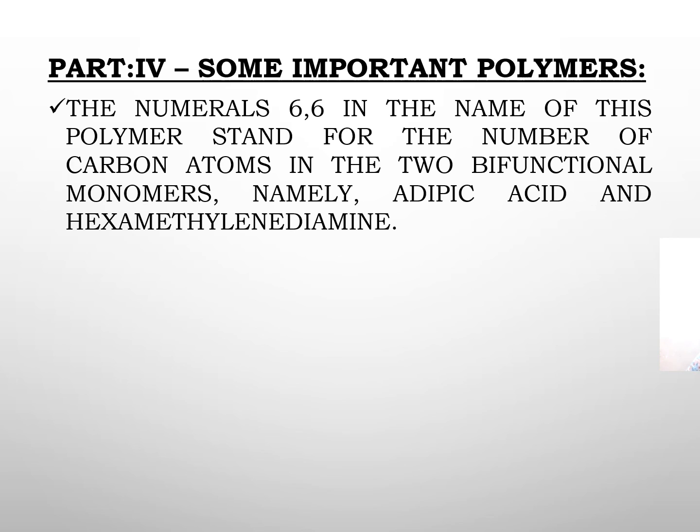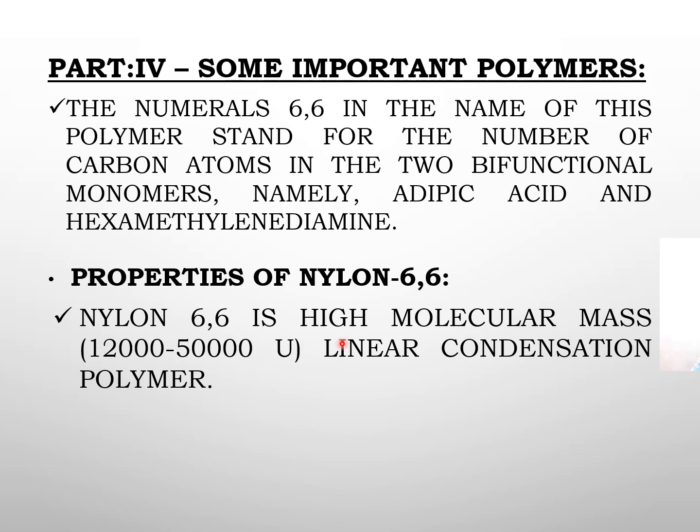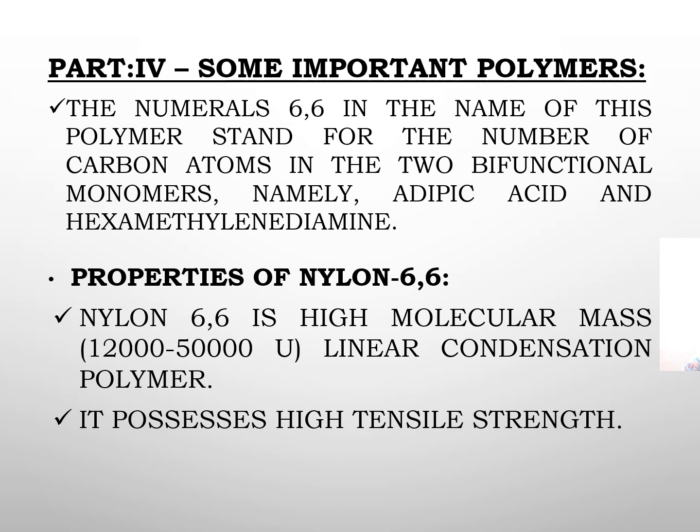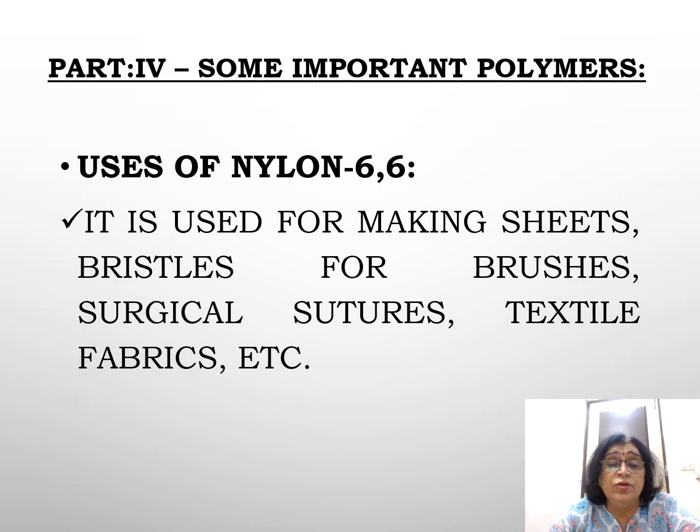The numbers in nylon 6,6 stand for the number of carbon atoms in the two monomers, adipic acid and hexamethylene diamine. Nylon 6,6 is a higher molecular mass polymer. Its molecular mass is around 12,000 to 50,000 u, and it is a linear condensation polymer. It possesses high tensile strength and does not soak in water. Uses: it is used for making sheets, bristles, brushes, surgical sutures and textile fabric.